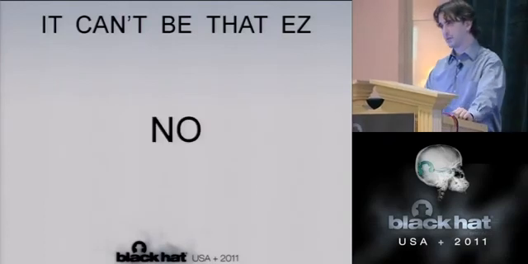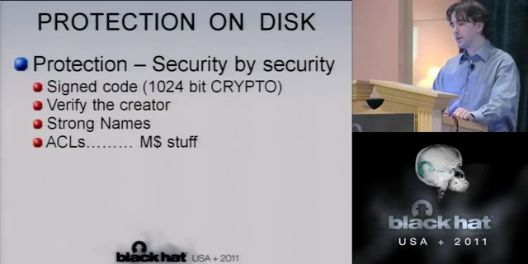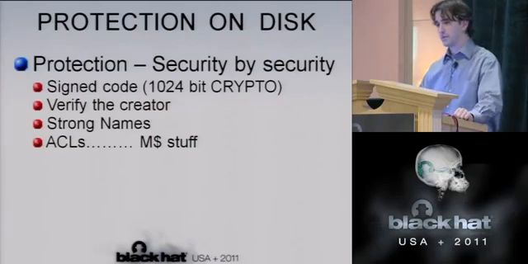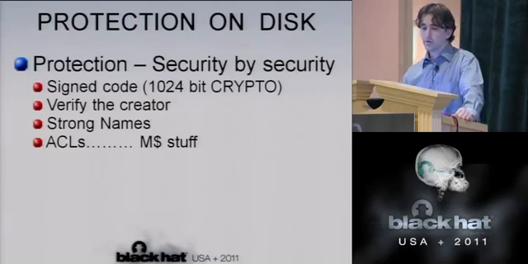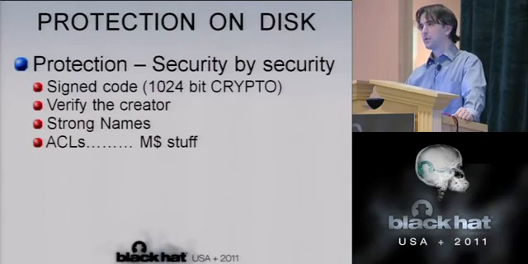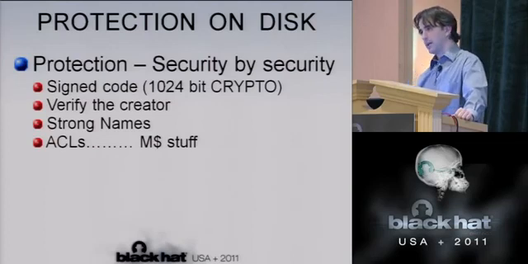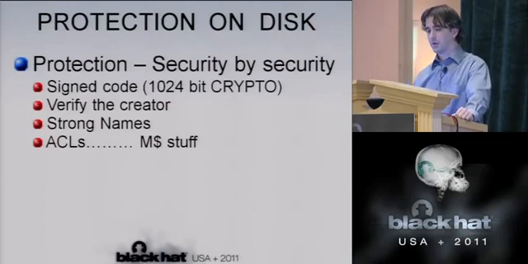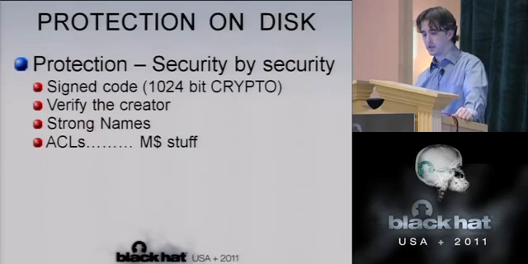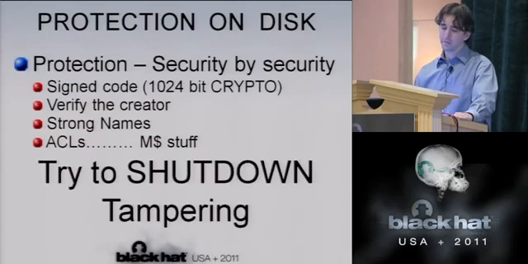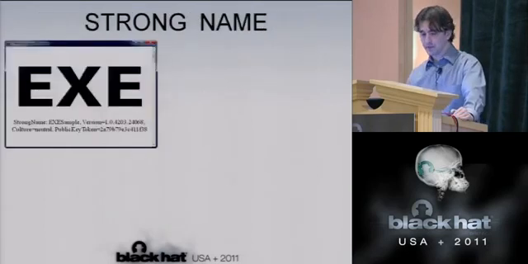Microsoft had to do something to stop us. They put in signed code that's verified with 1024-bit crypto. You're able to execute it knowing that the authors implemented this and it has not been altered. It gives you strong names and adheres to the Microsoft best practices of scoping your access to the computer. This tries to shut down tampering.